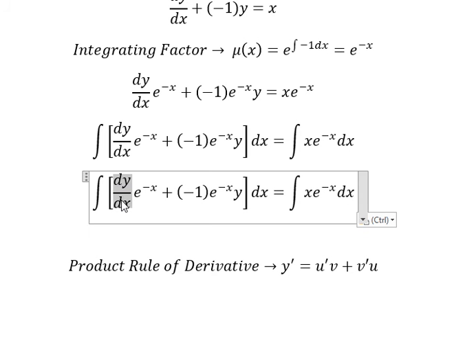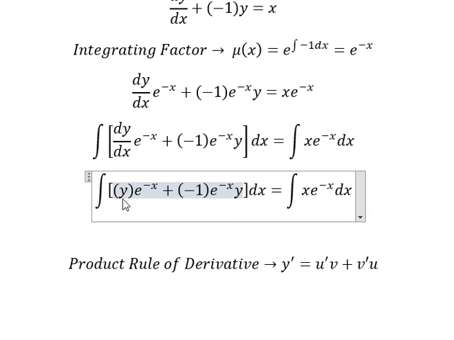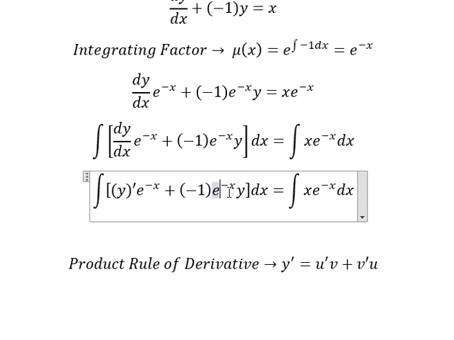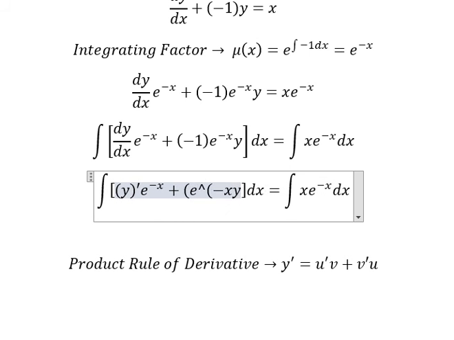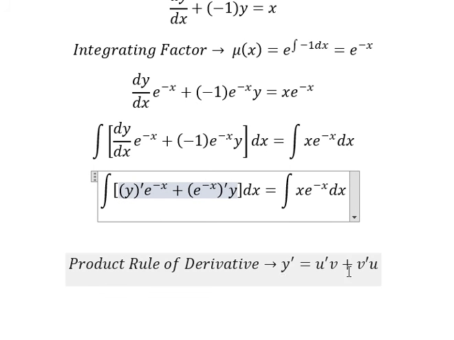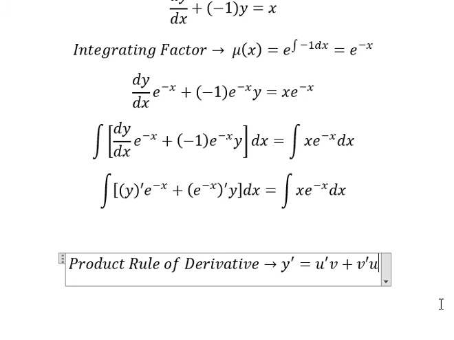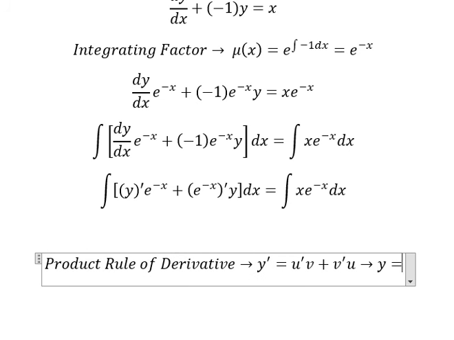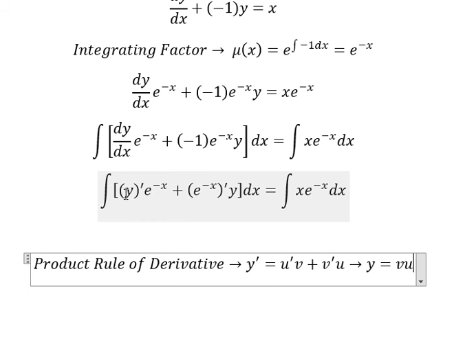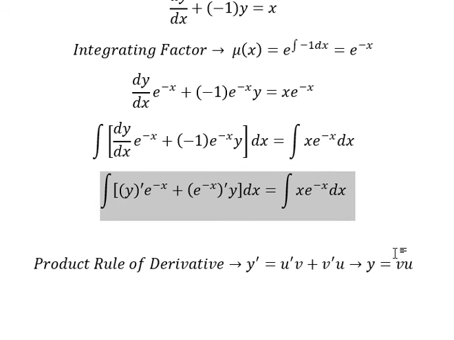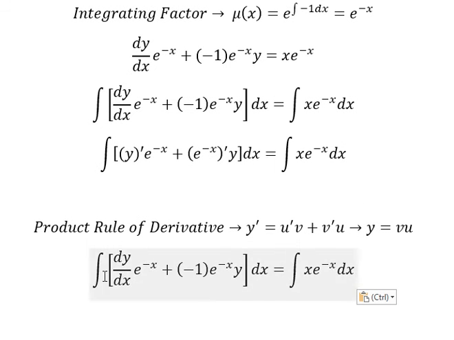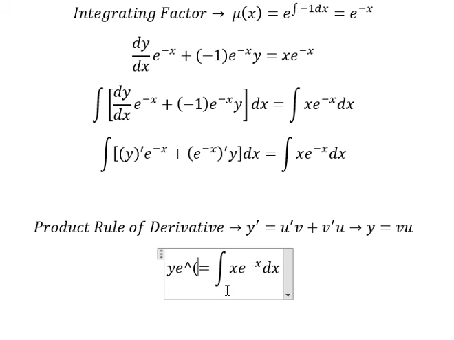we see that this one is the derivative of y. This one is e to the power of s with negative number 1. That's the derivative of e to the power of negative s. So if we do integration for both sides, you will get vu. So v is y, u is e to the power of negative s. And then this one, you will get y e to the power of negative s.